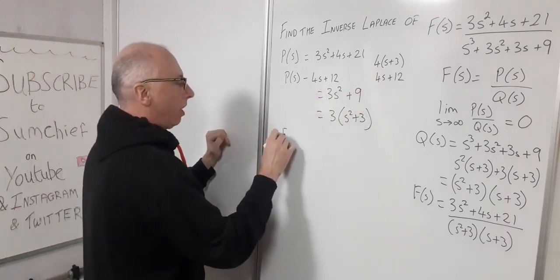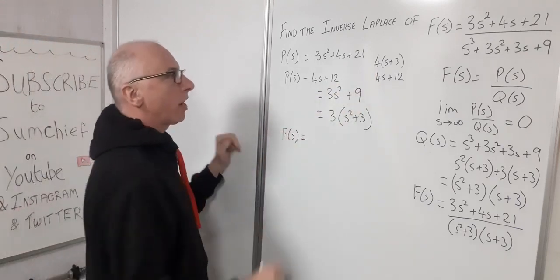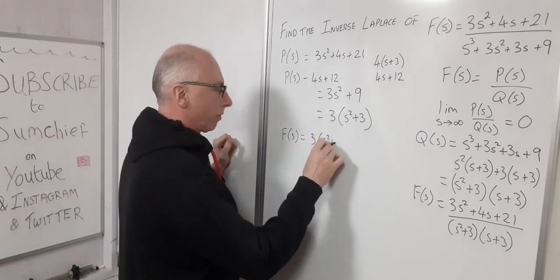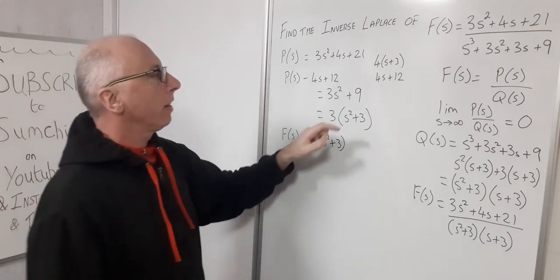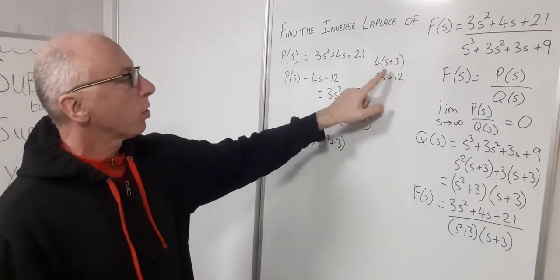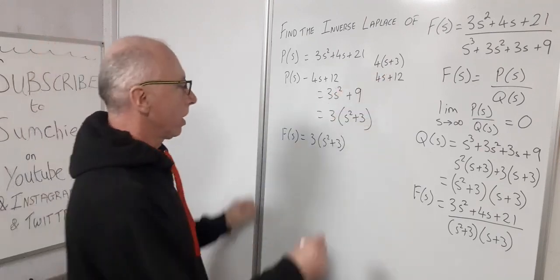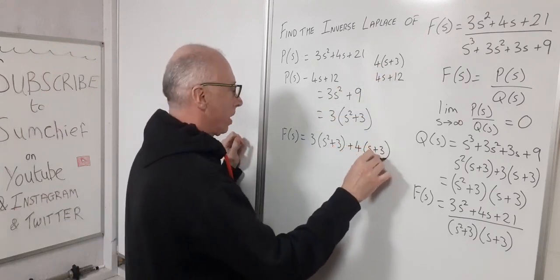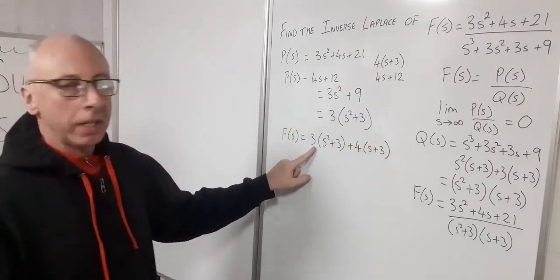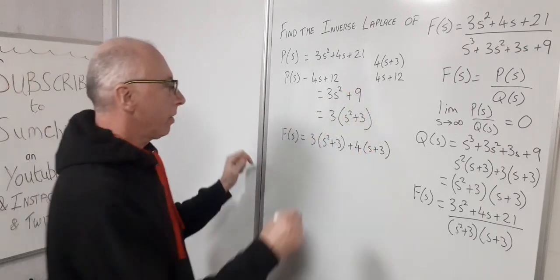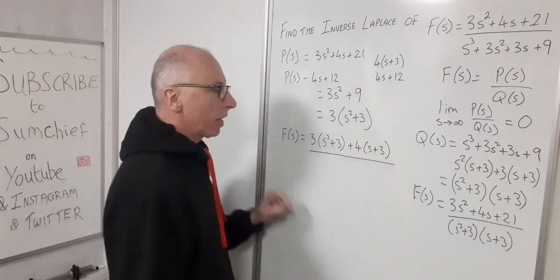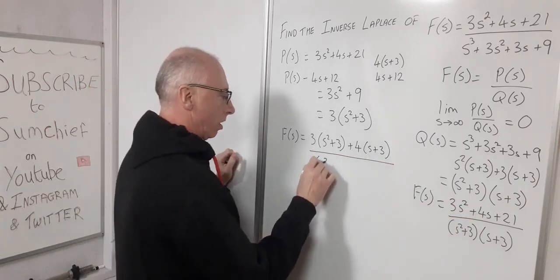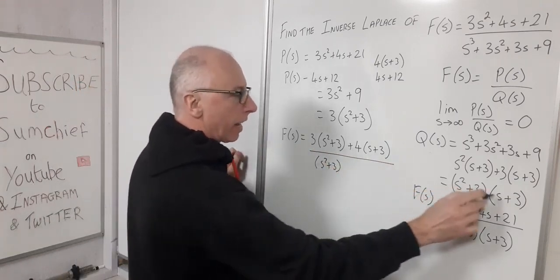So my P(s), I can write that as 3 times (s² + 3), and then I've got here 4s + 12, so that's 4 times (s + 3). So add on to that 4 times (s + 3). So that's my P(s), breaking that down. And now if I divide that by my Q(s), which I got here, (s² + 3)(s + 3).